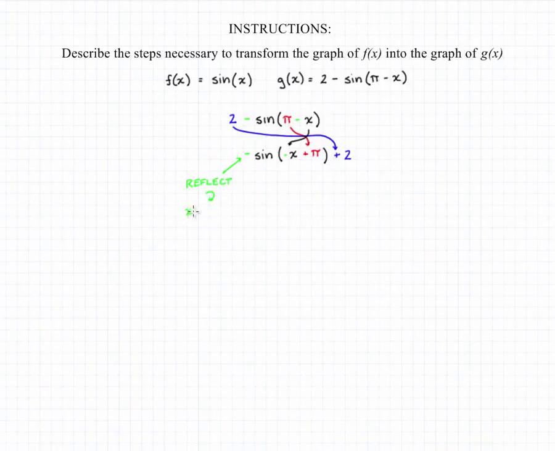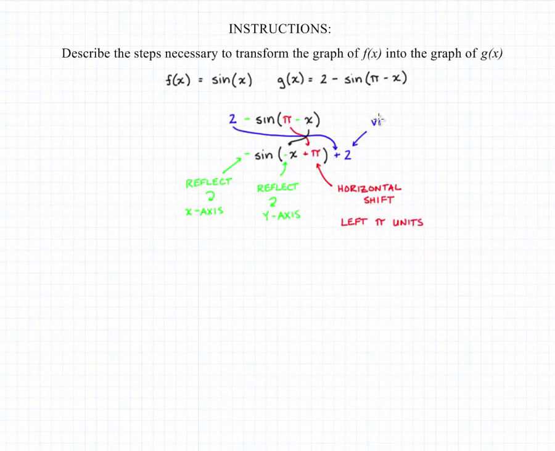So negating the sine function, negating the whole function there, is going to cause a reflection over the x-axis to occur. The negative sign in front of the x variable is going to cause a reflection over the y-axis. And by adding pi, a constant, directly to our x variable, we're going to cause a horizontal shift to occur. And because we're adding, it's going to be a shift to the left, and because we're adding pi, it's going to be a shift left by pi units.